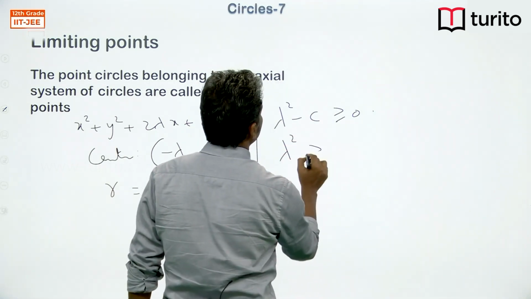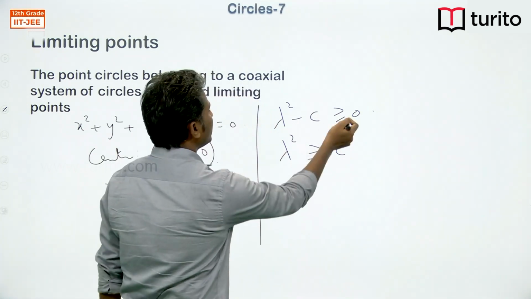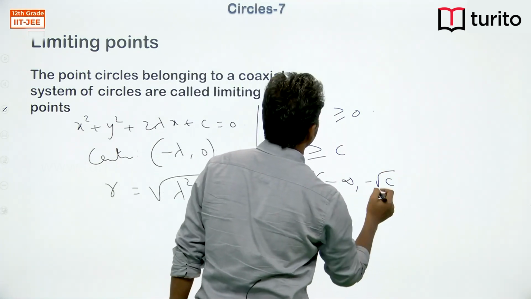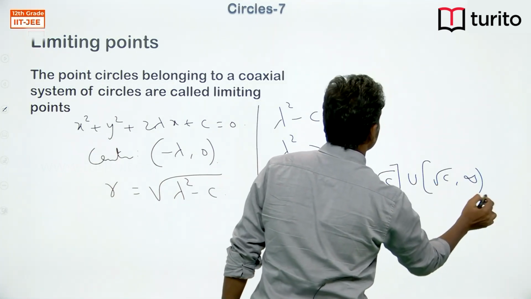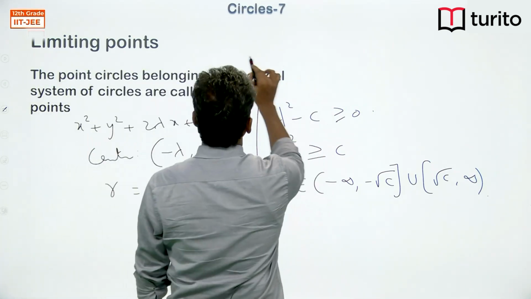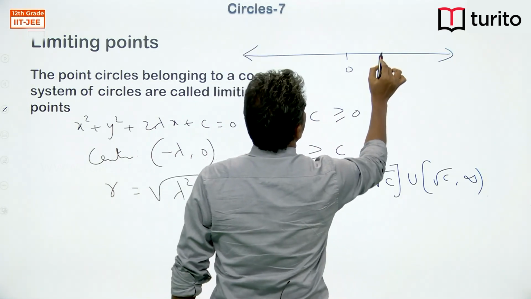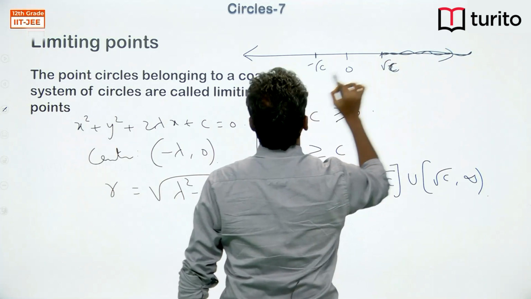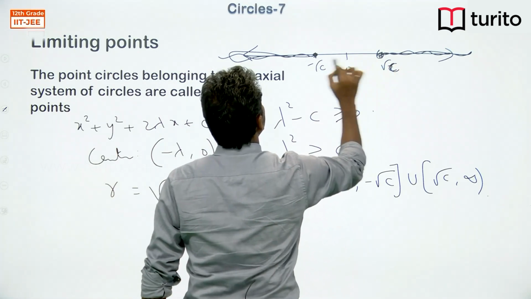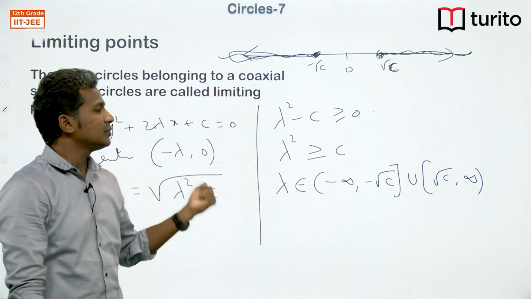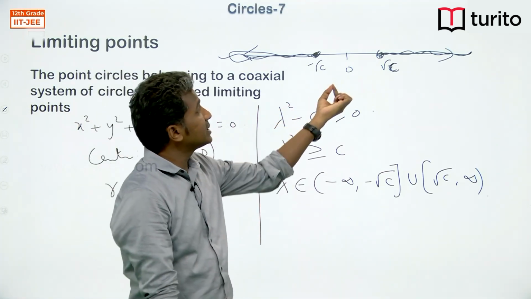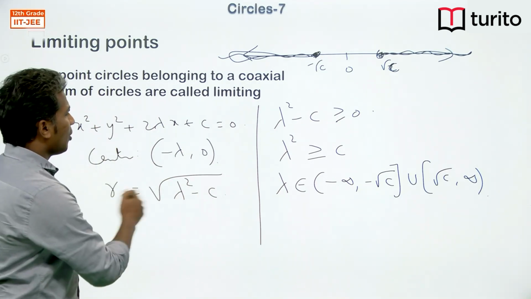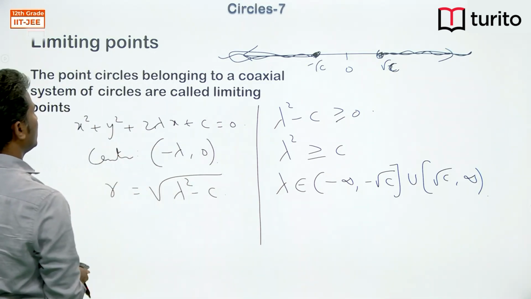Now, this gives us the idea that lambda square must be greater than or equal to c. If we check the entire interval, lambda belongs to minus infinity to minus root c, union root c to infinity. So, on the x-axis, let us say this is my x-axis as a number line. Now, this is root c and this is minus root c. The value of lambda cannot go beyond these values, and these two are the limiting cases for lambda for this system to exist. Okay, so those limiting values of lambda are taken as the limiting points for this system. So, on the x and y axes, if we check the circles, I hope this is clear to you.